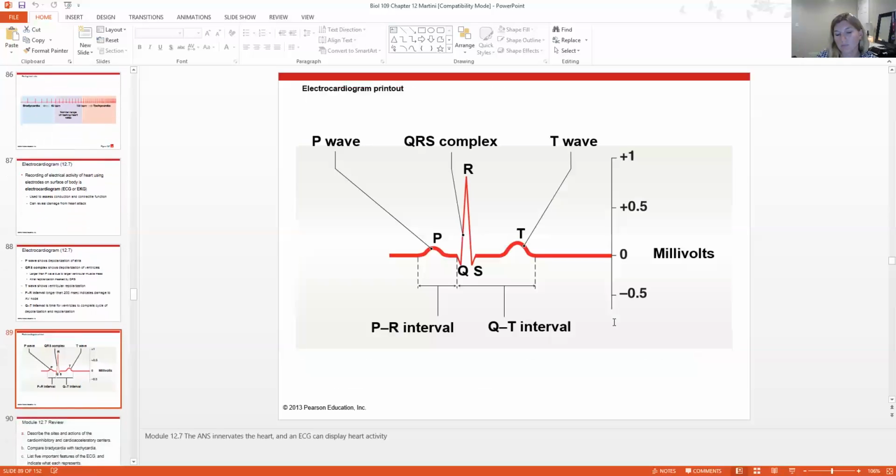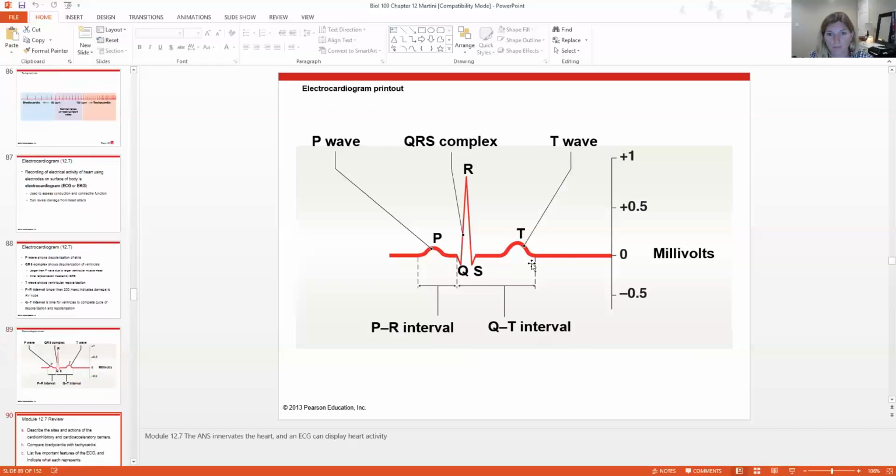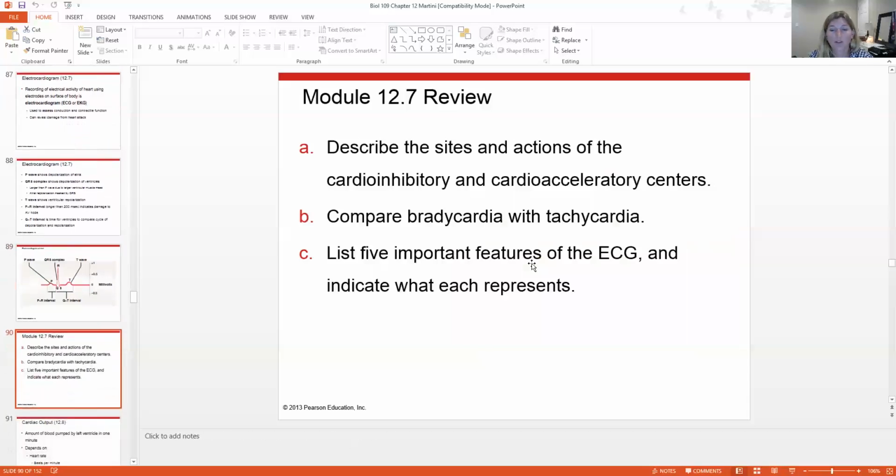So here you see what I'm talking about. P wave, this is atrial depolarization. QRS, this is ventricular depolarization, atrial repolarization. T wave is ventricular repolarization. You can pause the video here, go back and answer these 3 questions.